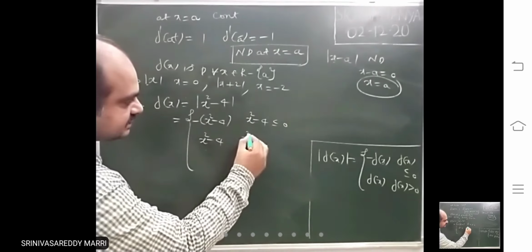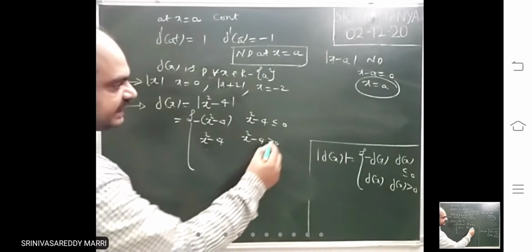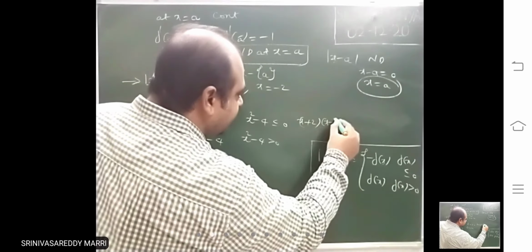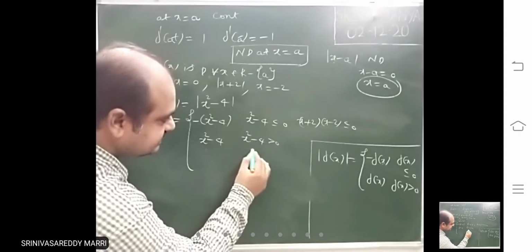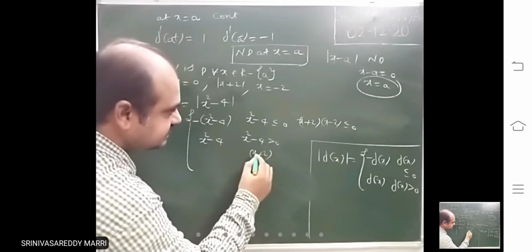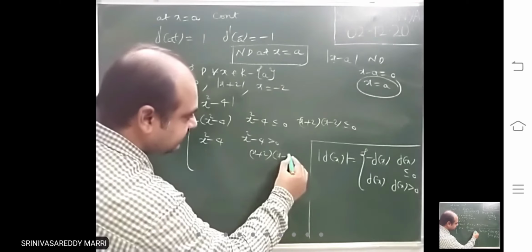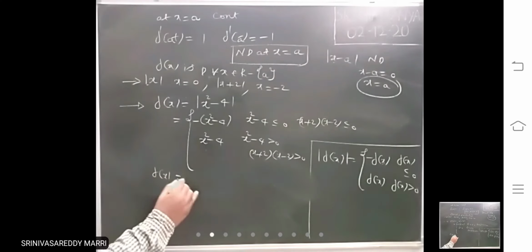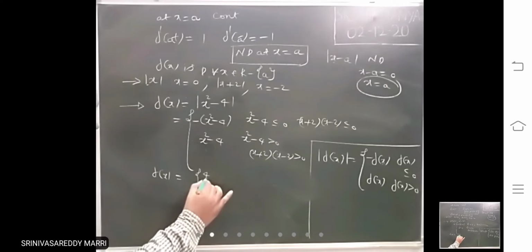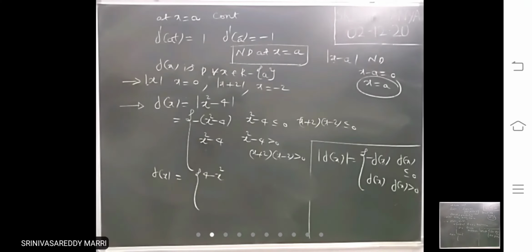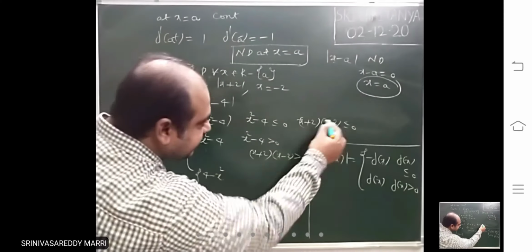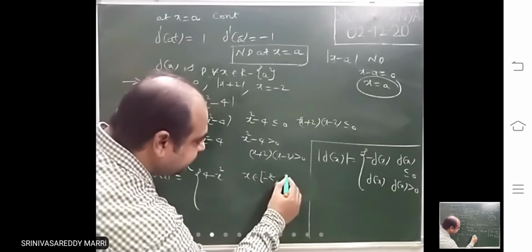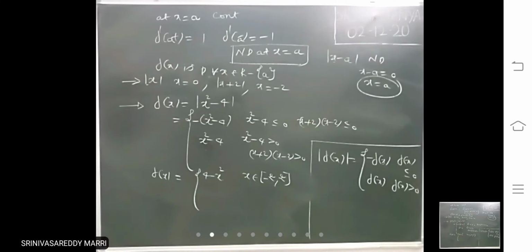F of x when x square minus 4 is greater than 0. This means (x plus 2) into (x minus 2) greater than 0. We have to write the x interval. Otherwise, the definition will be f of x is nothing but 4 minus x square. This x minus alpha into x minus beta less than or equal to 0 means x lies in the interval minus 2 to 2.